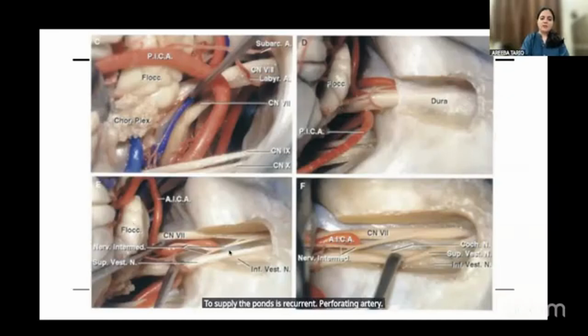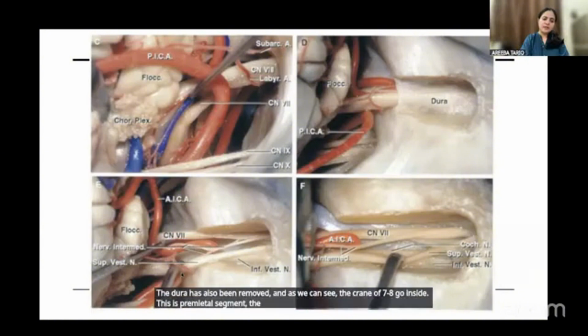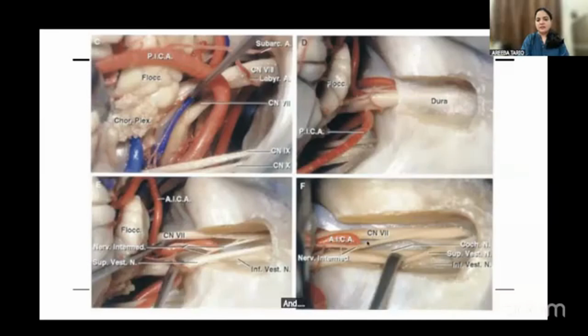The dura has also been removed, and as we can see, the cranial nerve 7th, 8 go inside. This is premeatal segment, the meatal segment going inside, and the postmeatal segment, and labyrinthine artery usually running here.